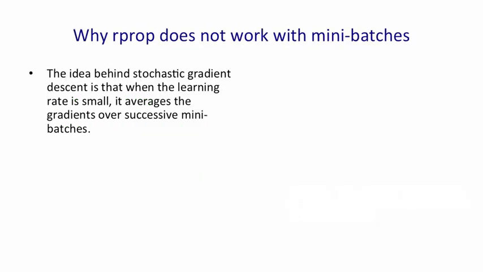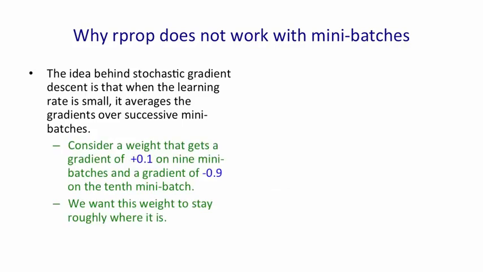So one question is, why doesn't Rprop work with mini batches? People have tried it and found it hard to get it to work. You can get it to work with very big mini batches, where you use much more conservative changes to the step sizes. But it's difficult. The reason it doesn't work is it violates the central idea behind stochastic gradient descent, which is that when we have a small learning rate, the gradient gets effectively averaged over successive mini batches.